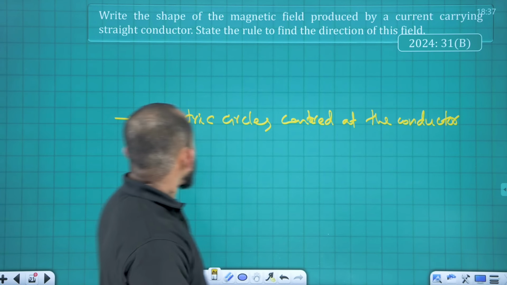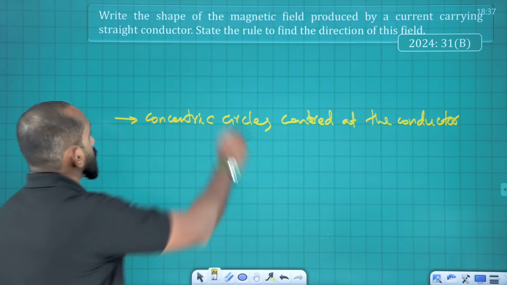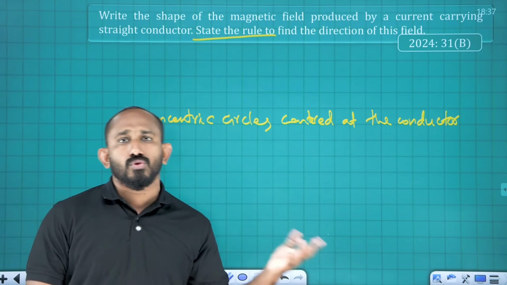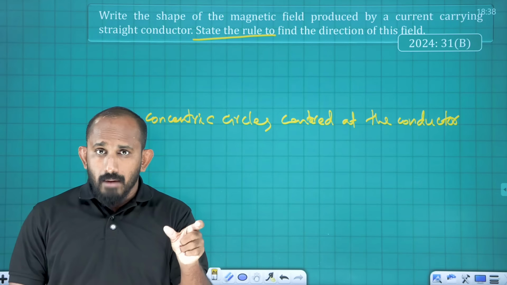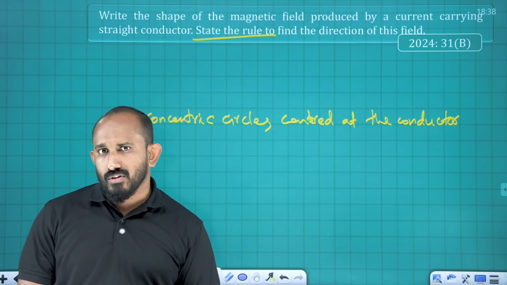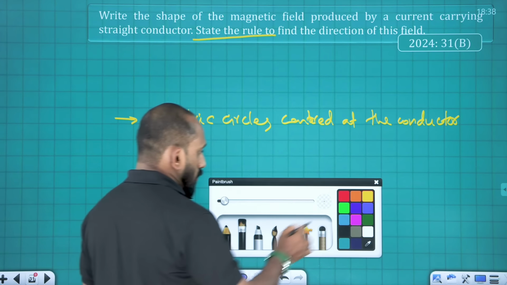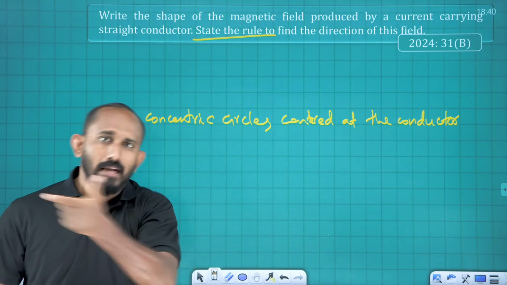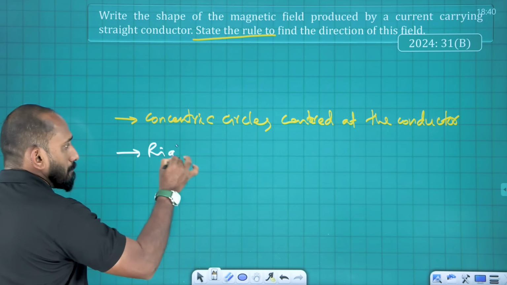Then, state the rule to find the direction of this field. See, very important, state the rule is asked. What is the rule, or which rule, name the rule is then. You have to name only. But here, you have to give the name as well as the statement of the rule. So, to find the direction of magnetic field due to a straight conductor, we use the rule. Which rule? Right hand thumb rule. You know it. So, state the rule means you have to name it and give the statement. So, here it is right hand thumb rule.